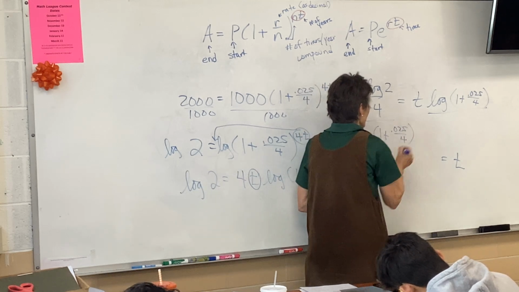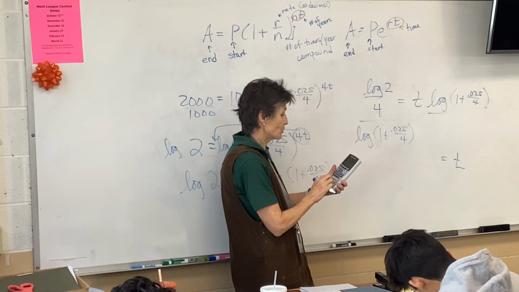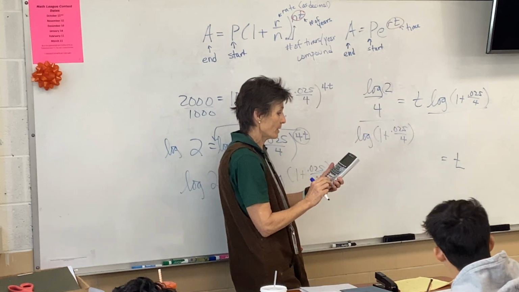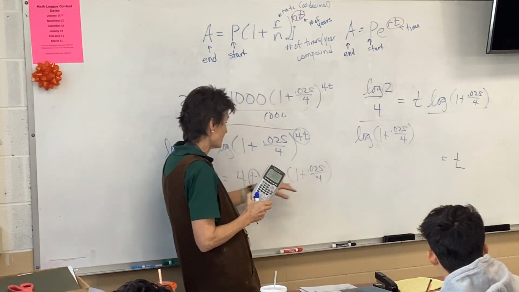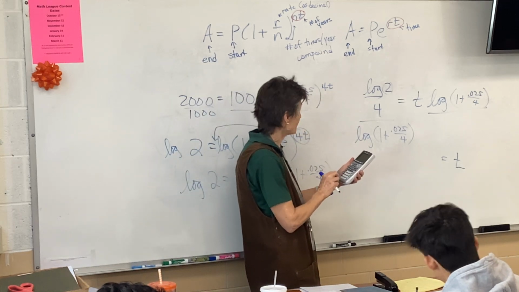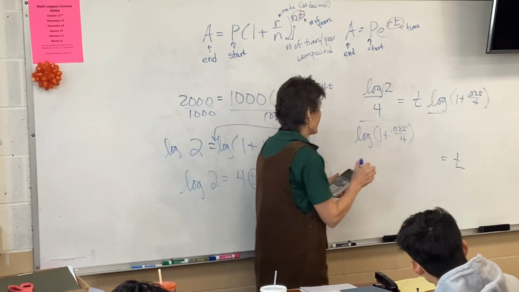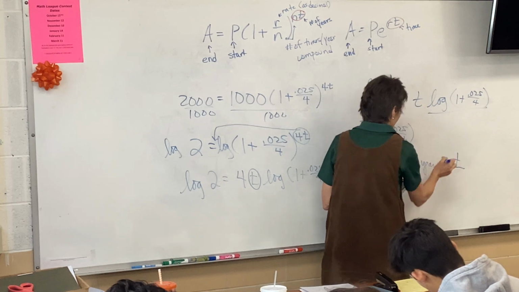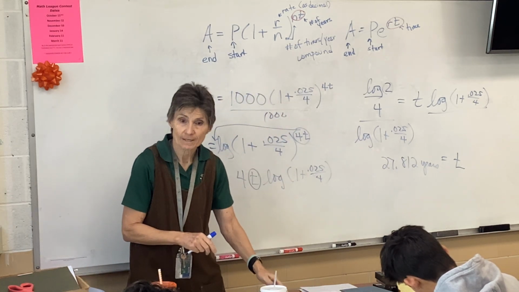Okay, here's what I want you to do. You're going to take the log of 2 and divide it by 4. Just remember that when you do log 2, you have to close those parentheses. And so that's the first division, because there were 2 things you needed to divide by. Now, you divided by log 1 plus 0.025 divided by 4. And did you get 27.812 years? Yeah, of course you did.